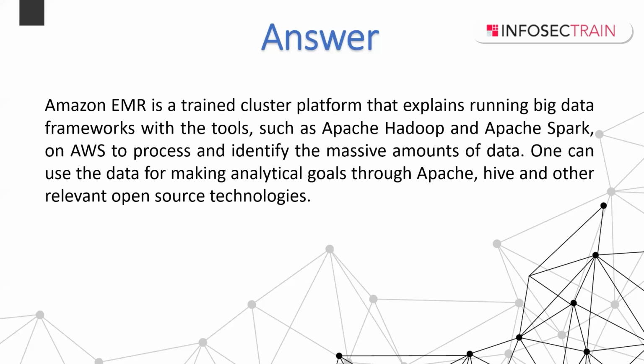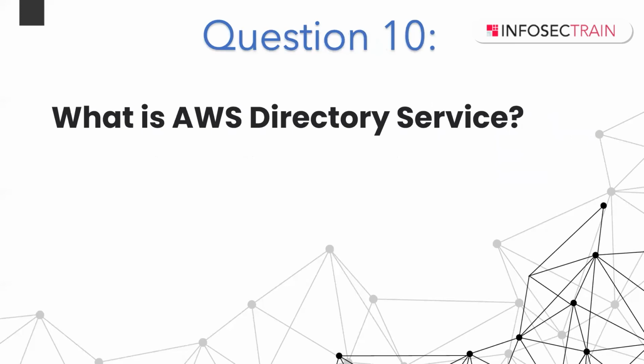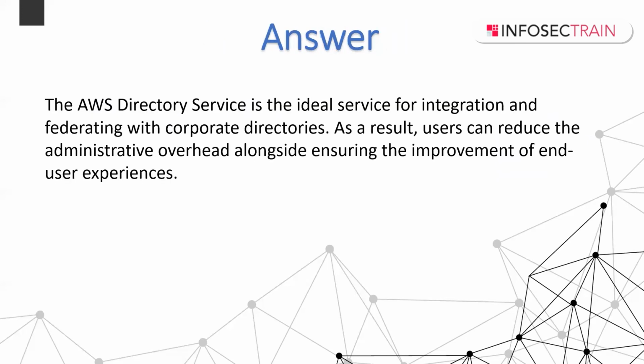And there can be a question: where is AWS EMR used? EMR is used in a variety of applications, including log analysis, web indexing, data warehousing, machine learning, financial analysis, scientific simulation, and bioinformatics. So these are the places where we can use EMR. Now, team, moving on to the next question. The next question is, what is AWS Directory Service?